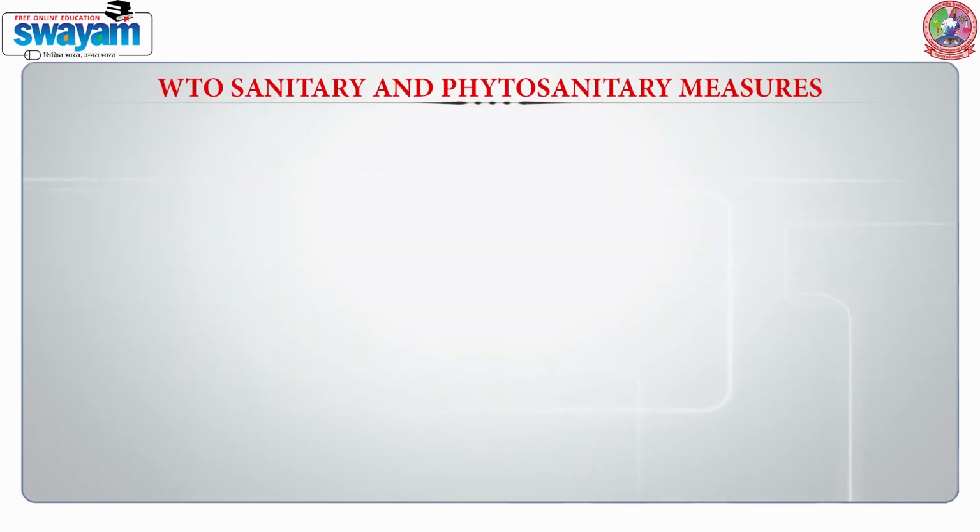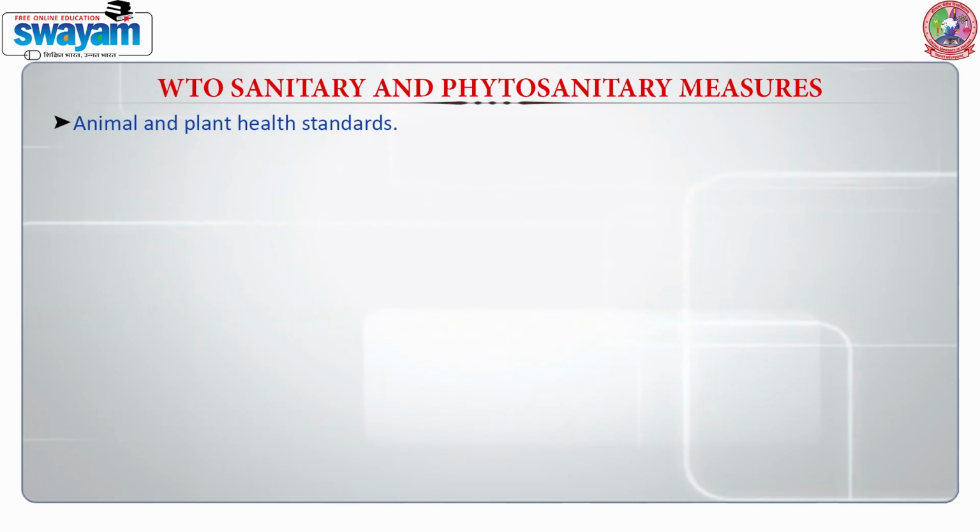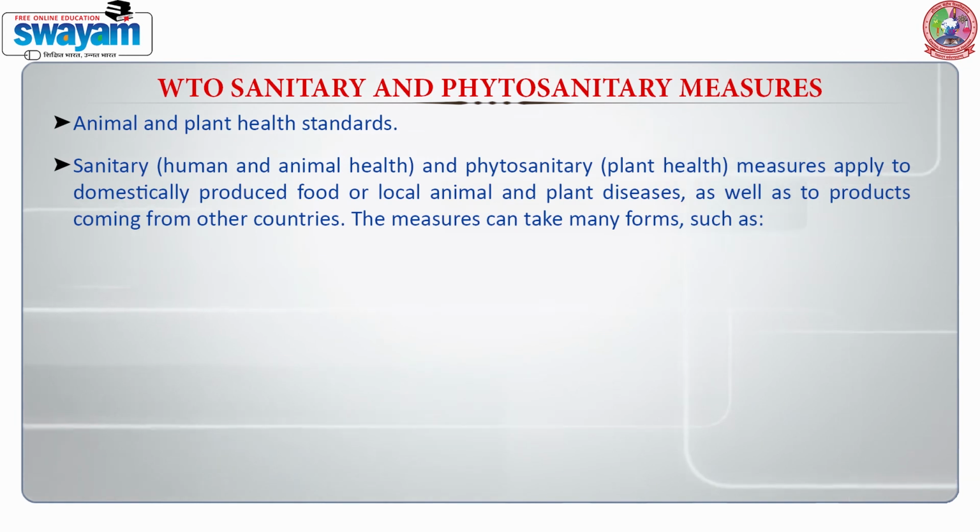The other international guideline which is very important to India as a country is the WTO sanitary and phytosanitary measures. These deal with the animal and plant standards. These talk about sanitary, that is for human and animal health, and phytosanitary for plant health. These measures apply to domestically produced food or local animals and plant diseases, as well as to the products which are coming from other countries.